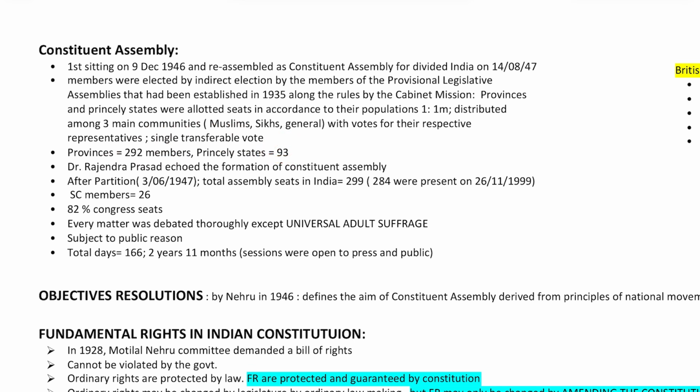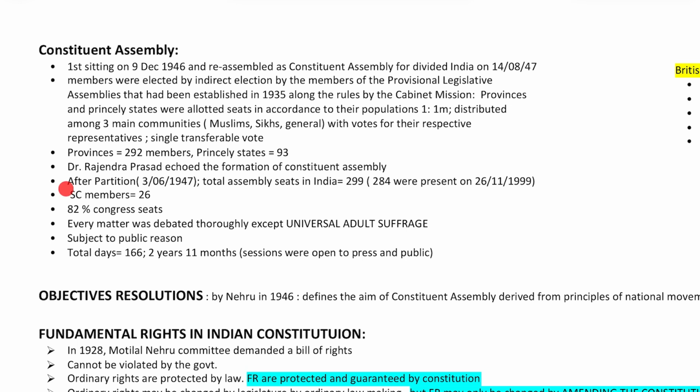and princely states 93 members. Dr. Rajendra Prasad echoed the formation of the Constituent Assembly, but as far as I remember, in Lakshmikant it has been given that M.N. Roy was the pioneer who first gave the idea as to the formation of the Constituent Assembly. But this is given in the NCERTs.